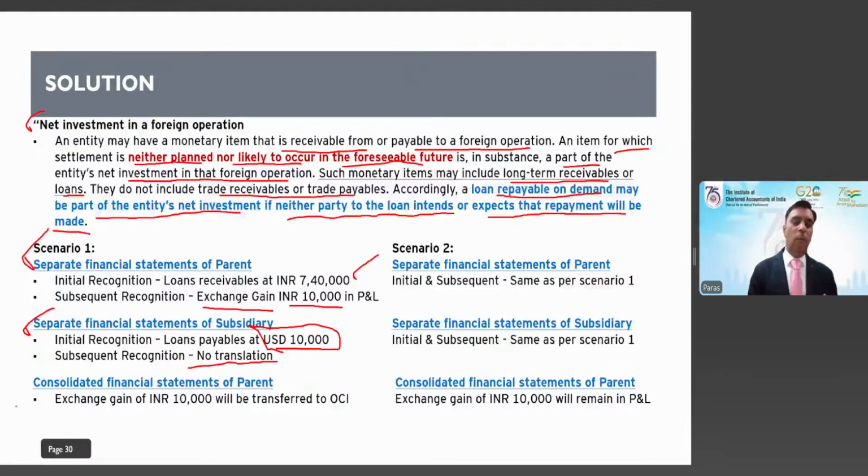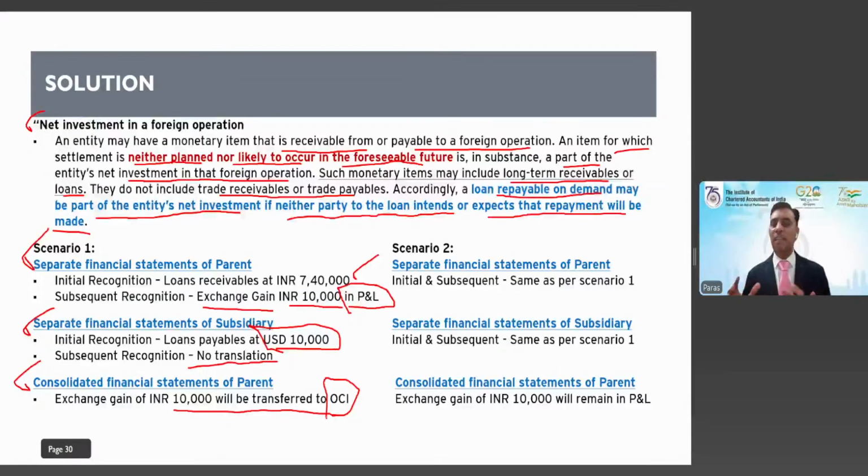Now let's evaluate what the parent will do in the consolidated financial statements. Exchange gain of INR 10,000 will be transferred to OCI. Now please pay attention here. In the separate financial statements, the holding company has recognized this gain in P&L. But in the consolidated financial statements, this gain is required to be transferred from P&L to OCI. Why? Because this is a transaction which is in the nature of investment in a foreign operation. And Ind AS 21 specifically says if there is an investment which is in the nature of investment in a foreign operation, then this gain or loss is required to be transferred to OCI in case of consolidated financial statements, right? This is the solution for scenario number 1.